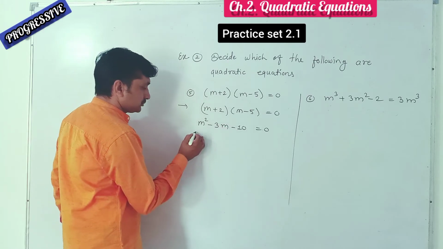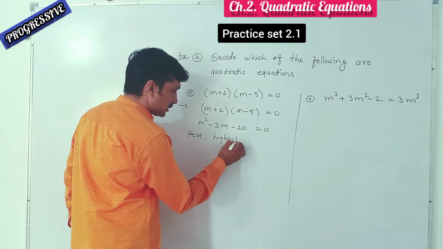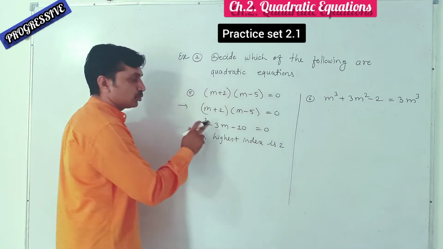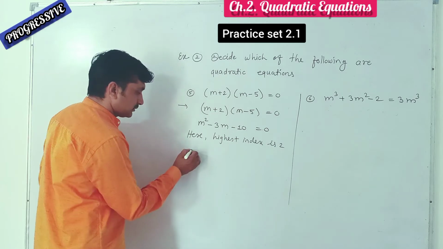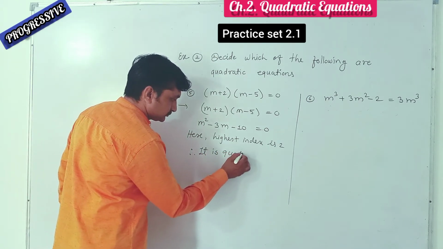Now see here we can write that the highest index is 2 and m is the only variable. Therefore, it is a quadratic equation.